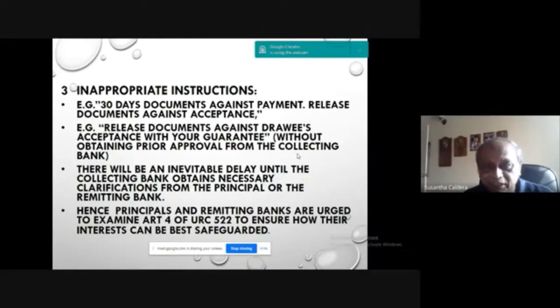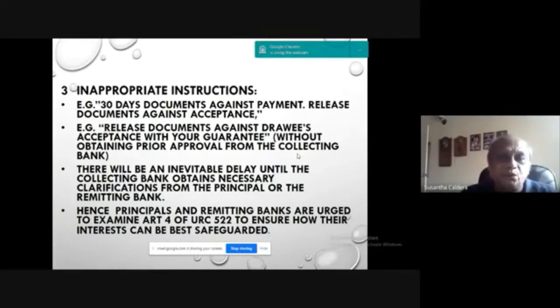If you receive instructions with ambiguity, how are we going to act? How are we going to release the documents? The best thing is to go back to the remitting bank and ask about this ambiguity. Or if the customer is pressing you that they need the documents, give them the documents on DP. Always on DP, because we have to safeguard the exporter. I am acting as the agent of the exporter.